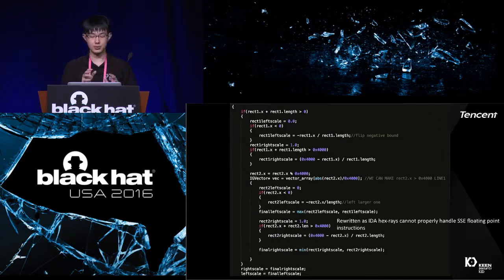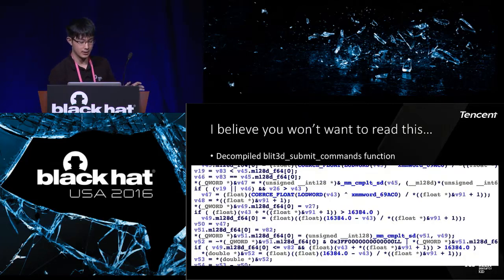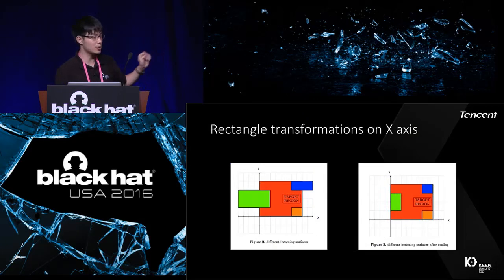For example, we have stated that there are two logical rectangles supplied by the user space. One is the original one, and the other one is the scaled one. For the two rectangles, the bleed 3D submit command function will calculate the scale factor, so that the two rectangles, the green rectangle and the blue rectangle, both need to be normalized into this physical region. So they need to be normalized using the same scale factor.